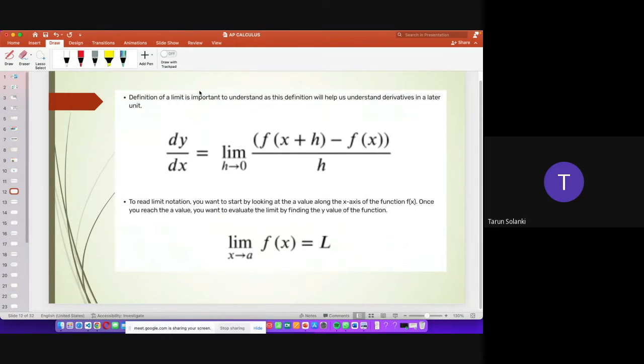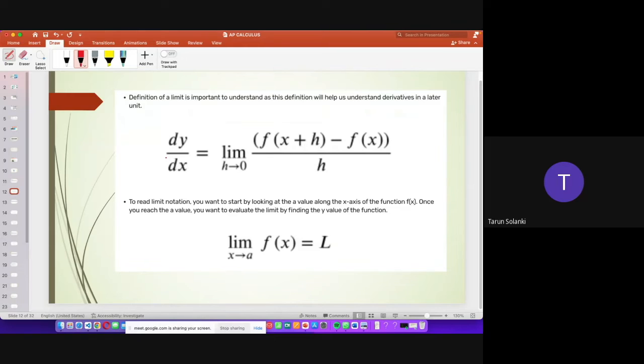So now this is the first. The definition of a limit is important to understand, as this definition will help us understand derivatives in a later unit. So here we've written dy by dx, which includes your limit as h tends to 0 of f of x plus h minus f of x, divided by h. H almost tends to 0. So this is regarding your limit first.